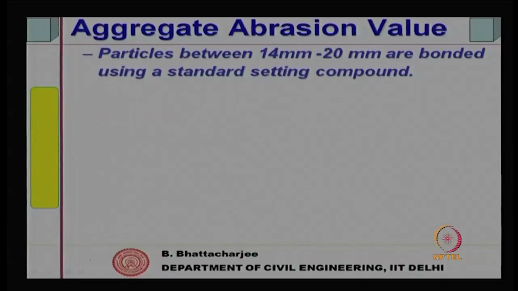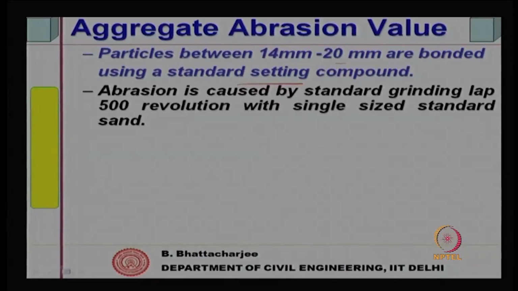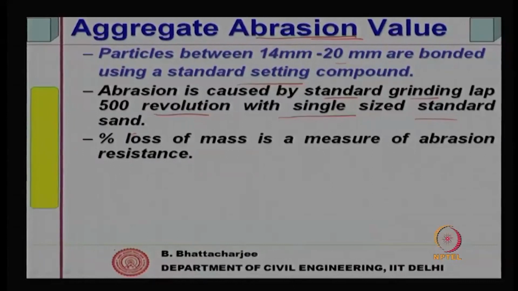Aggregate abrasion value: particles between 14 mm and 20 mm are bonded using standard setting compound. So, you want to find out the abrasion value, quite useful in case of pavement and flooring, where you expect a lot of abrasion. Abrasion is caused by standard grinding and lapping through 500 revolutions with a single size standard sand. So, you cause abrasion through sand of single size, right. This does what is called lapping and grinding, and percentage loss of mass is a measure of abrasion resistance.